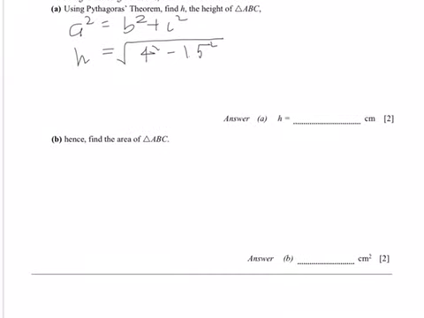And for the area, it is also using what you've learned before, half times base times height. Just take note that for b it is 3 cm, not 1.5, because you're looking at the whole triangle ABC, not just AMC or AMB.